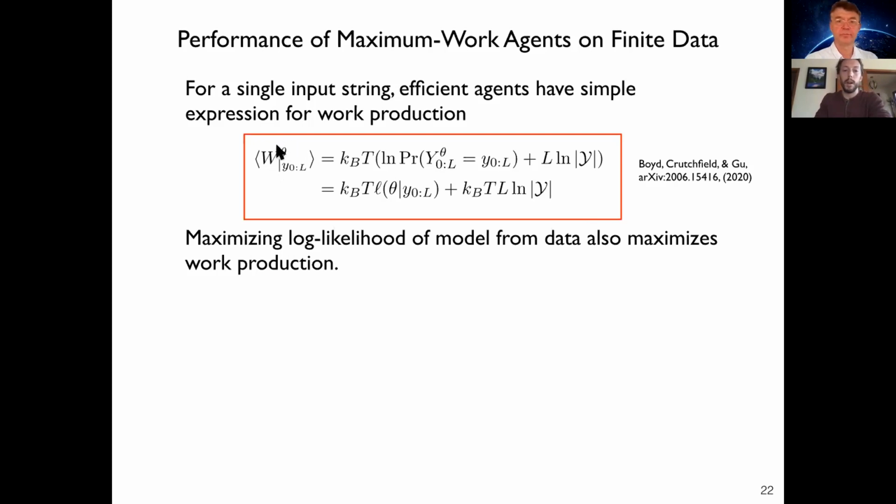And what you find then is that if you maximize the work production, assuming a particular input distribution dictated by your model theta, and you receive a particular input string or a word y_0 to L, the associated work production is kBT times the log probability of that word given your model, plus a constant term, which is essentially the benefit of randomizing L of the symbols. And it turns out that this can be expressed as kBT times the log likelihood of theta given your data. So maximizing the log likelihood of the model from data also maximizes work production.